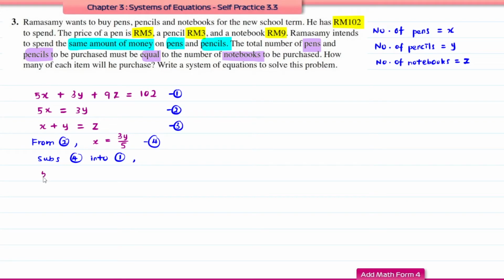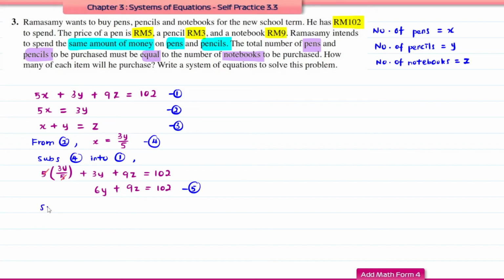So 5x. The x, I'm going to replace it with 3y over 5, plus 3y plus 9z equal to 102. Here we can cancel the 5. Therefore, you're going to have 3y plus 3y, which is equal to 6y plus 9z equal to 102. This I'm going to label as equation number 5.